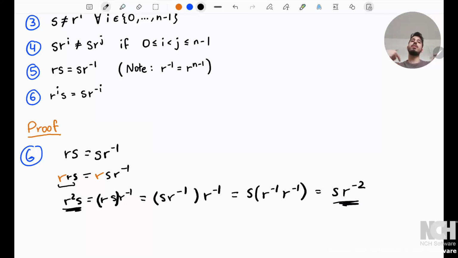And multiplying by R again gives us R cubed S is equal to S R minus 3, and so on. So essentially, it's a proof by induction. And I will leave the induction part for you as an exercise.